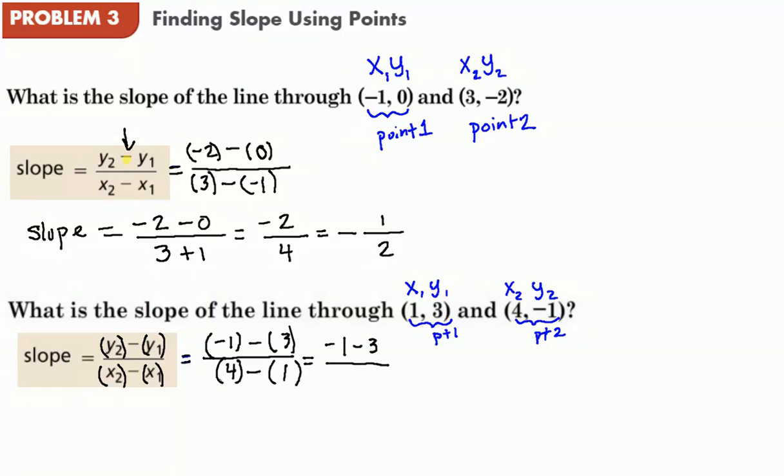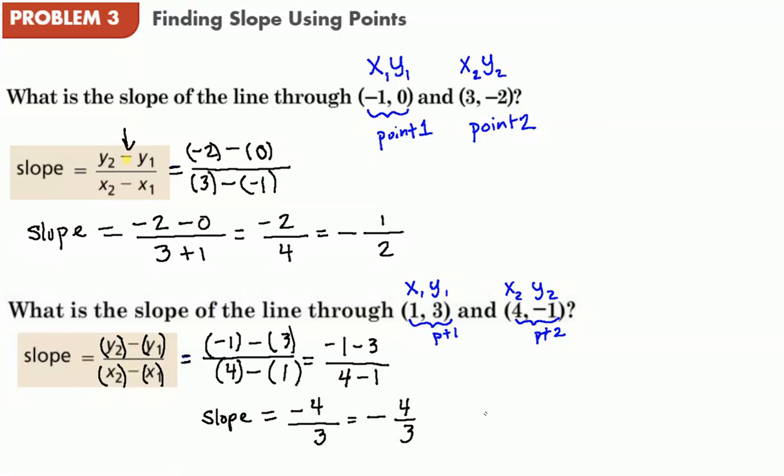On the bottom, I have a 4, nothing changes there, minus this value, which is a 1. So simplify this even further. My slope is going to equal negative 1 minus negative 3, which is negative 4, divided by negative 4 minus 1, which is 3. Because there is a negative, I will put the negative in the center, and I'll leave it as negative 4/3. And that would be my slope.